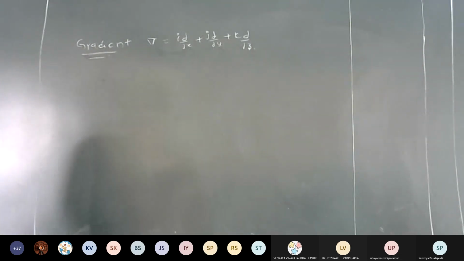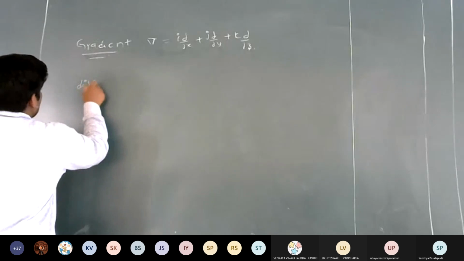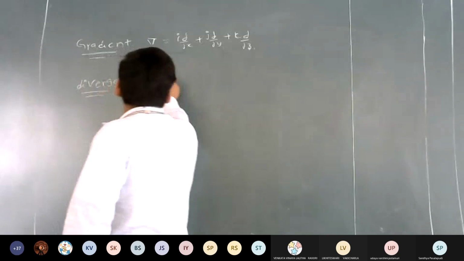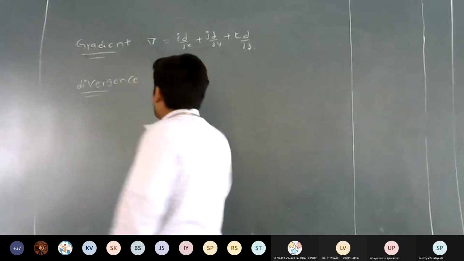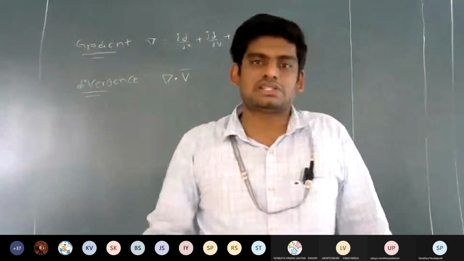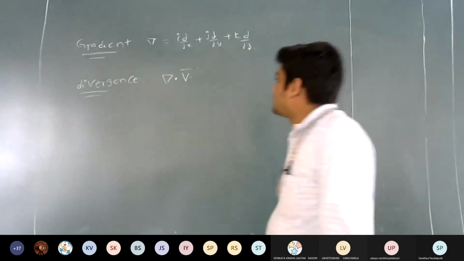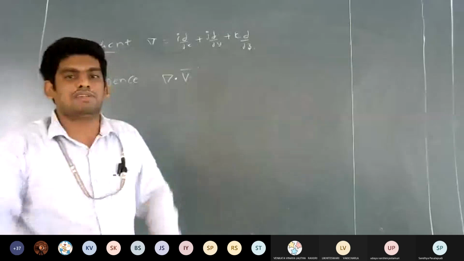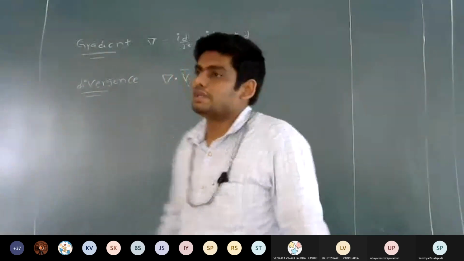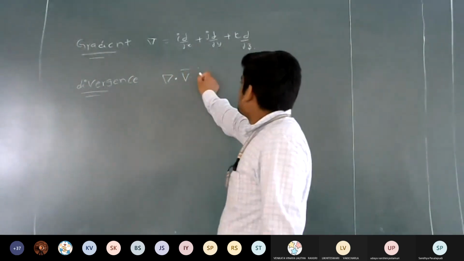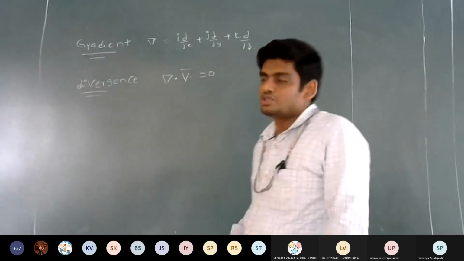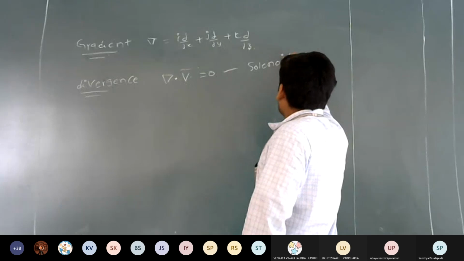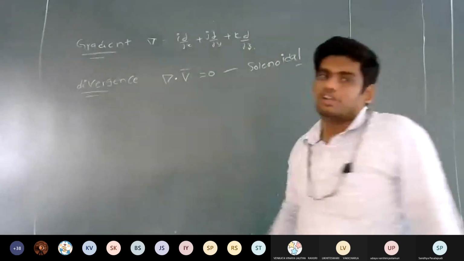Among them, the first one is the divergence. Divergence is del dot V. Suppose V bar is any vector, its divergence is del dot V bar. Divergence means separating. Suppose the divergence is equal to zero, then the vector is called a solenoidal vector.